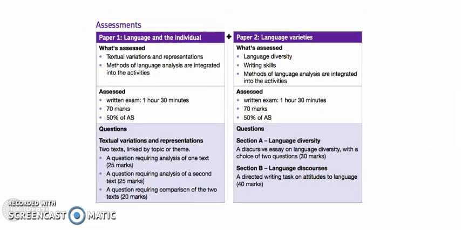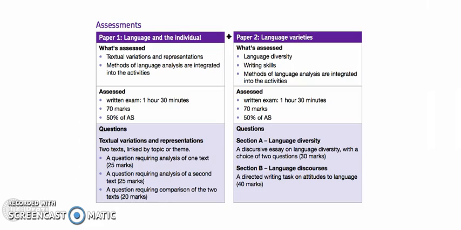So at AS level it's assessed in two papers. Paper 1, Language in the Individual. I'm not going to read all this out to you, you can see it. 3 questions, the first two are very similar, and the third one is a comparison.